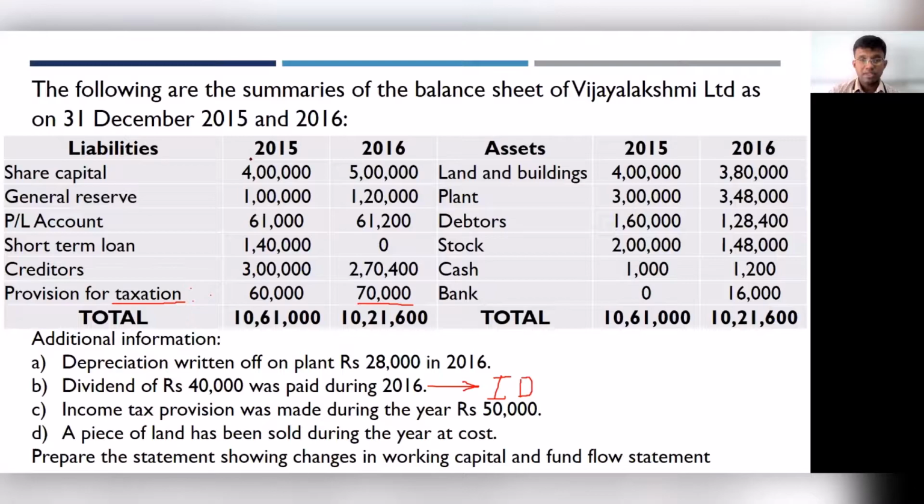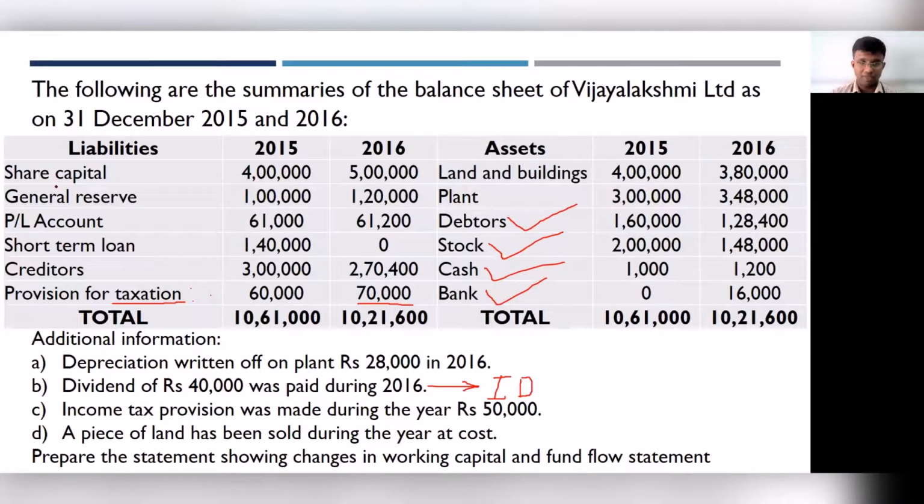The very first step is to prepare the schedule showing changes in working capital. For us to prepare it, please remember we must consider all the current assets and the current liabilities. Now, let's quickly identify which are our current assets. Land and building, that's a fixed asset. Plant, fixed asset. Debtor, yes, this is a current asset. Stock, yes, current asset. Cash, current asset. Bank, this is also a current asset. Now let's look at the liabilities.